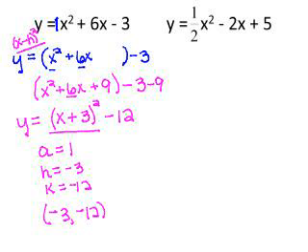But it has the same shape of our parent function, y is equal to x squared, because I haven't changed the value of a. So this one then is a rigid transformation, this particular one.